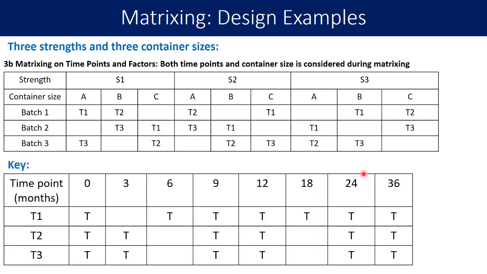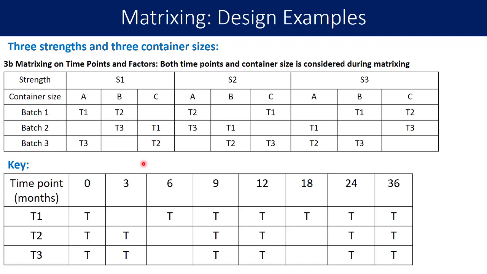Let us now understand. We have 3 different strengths and 3 different container sizes, and we are going to talk about how the matrixing can be built by considering both factors, the time points as well as the container size. Here is the design for S1 strength having 3 different container sizes A, B, C. This is the testing plan: T1, T2 for batch number 1, then for batch number 2 T3, T1, and for batch number 3 T3, T2. I have just taken this information from the ICH guideline Q1D.